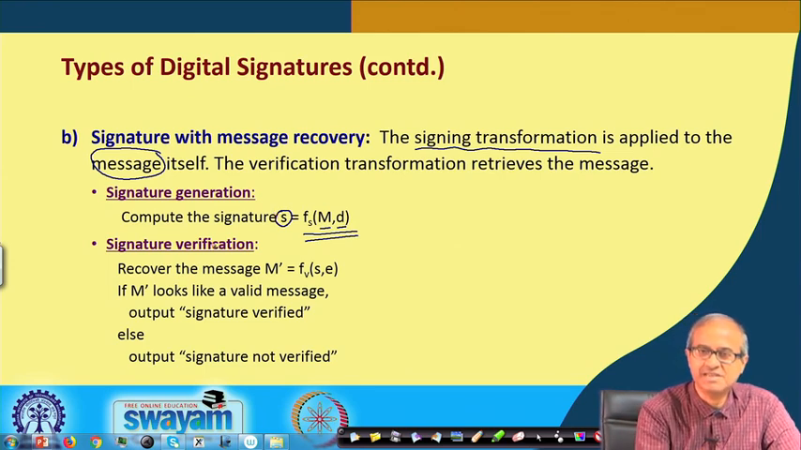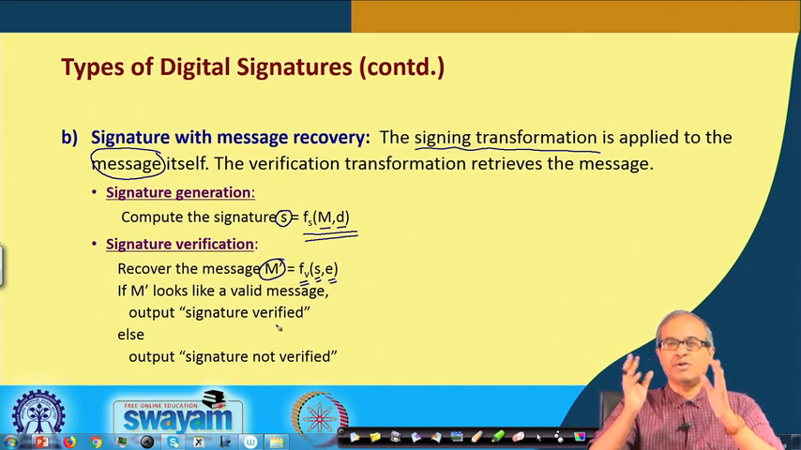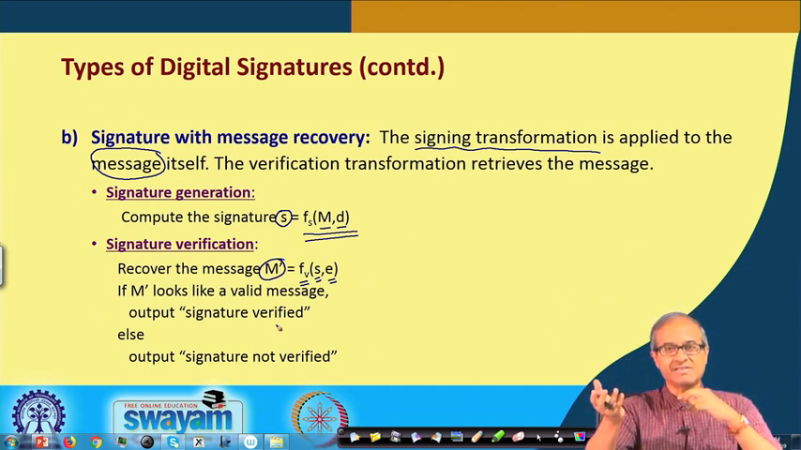So, for verification, the reverse process is done, F v is applied on this signature S using the public key E. So, you are expected to get back the message. Whatever you get, m prime, you verify it. You see here we are not exactly sending a message, rather we are trying to authenticate.